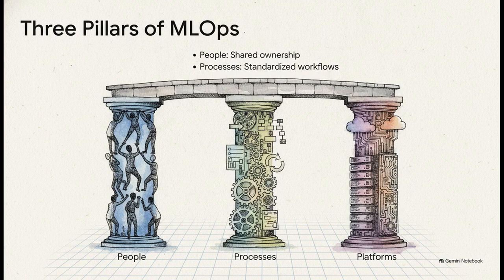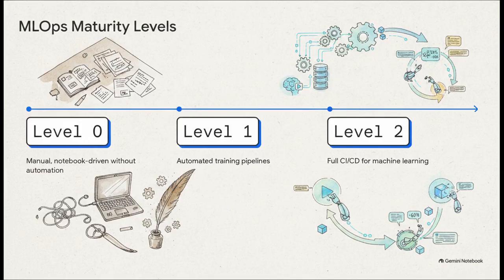What's really fascinating here is how organizations actually mature through these phases. You start at phase 1, which is level 0, completely manual, totally notebook-driven. Honestly, this is where most enterprises currently sit. Then you progress to level 1, where you start introducing automated training pipelines. And finally, the holy grail, level 2, full CI/CD for ML. This is where pipeline changes trigger automated retraining and deployment without any human intervention. And the payoff is huge. Organizations that hit this mature level deploy their models up to 6 times faster.